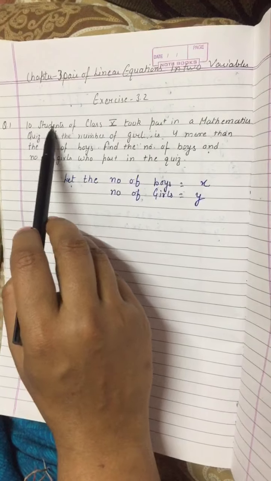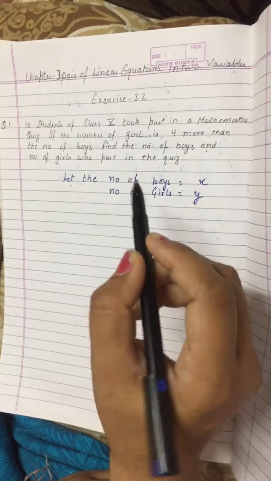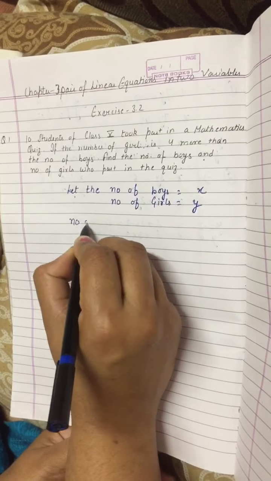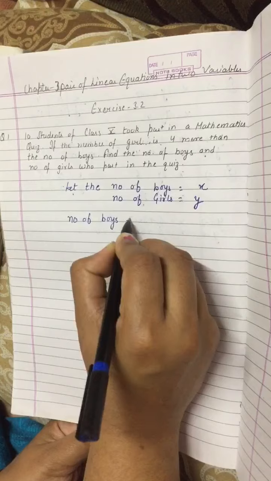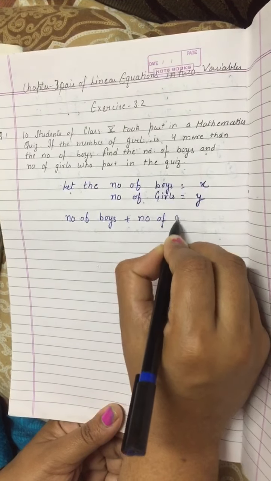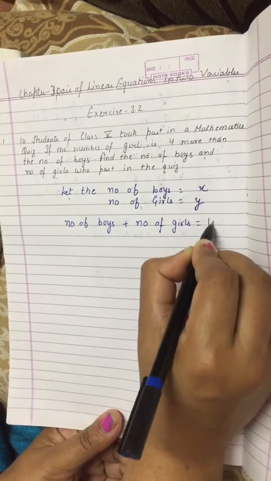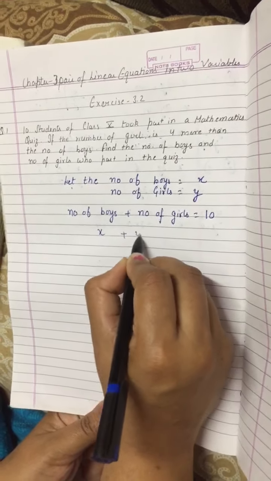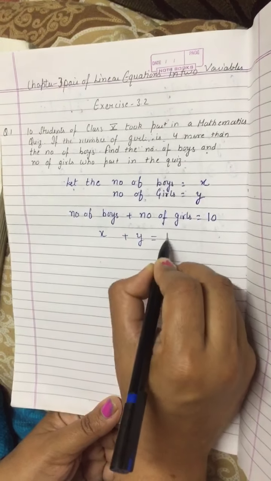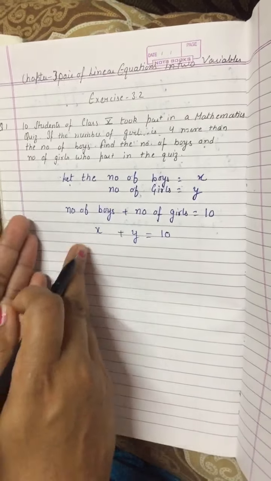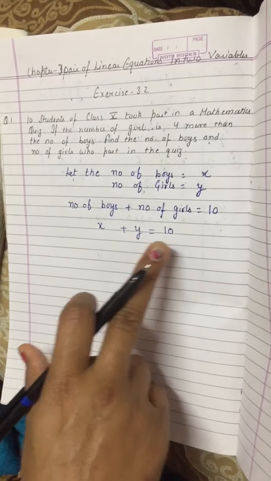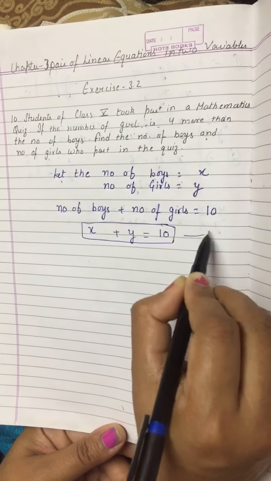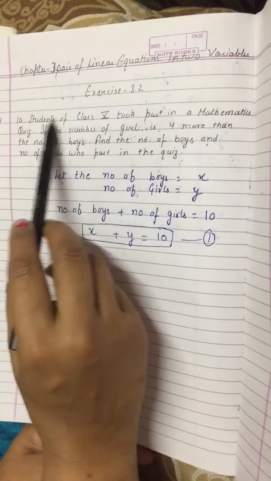Similarly, 10 students of class 10 means overall there are 10 students, means number of boys plus number of girls is equal to 10. Number of boys is x and number of girls is y. The total strength of the class is 10, and the total strength is made up of boys and girls. So x plus y is equal to 10, and this is equation number 1 according to the first line.